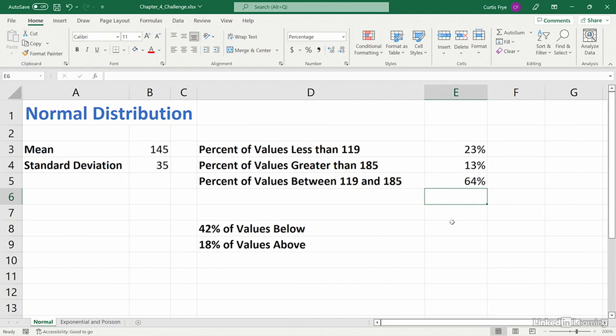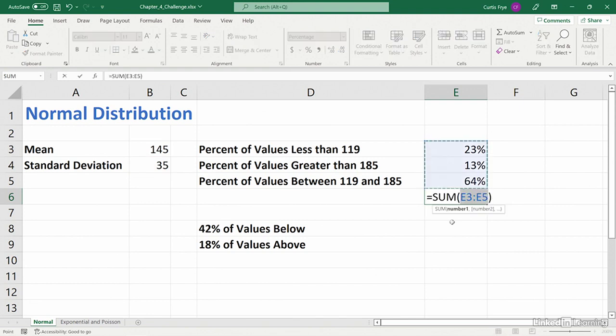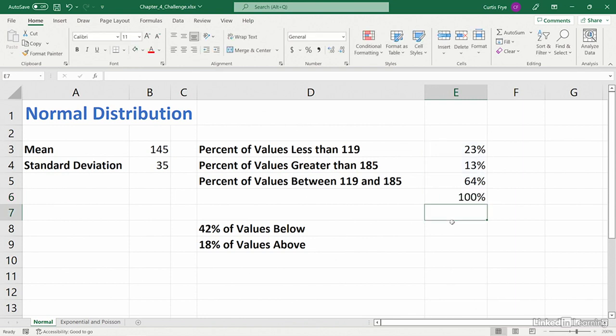And one way you can check your work if you're doing this type of calculation is to press Alt equal, which creates an AutoSum formula, and enter, and we get 100%, so all of the values are accounted for.